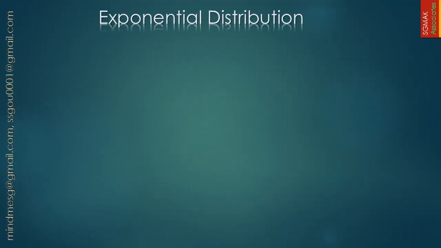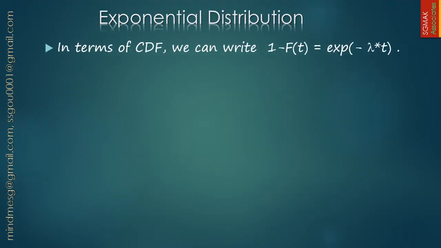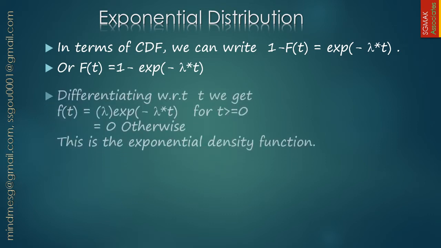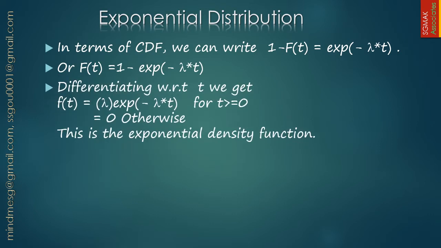In terms of the CDF, F of t is the probability that an arrival takes place within the time t. 1 minus F of t is the probability of no arrival. So 1 minus F of t can be written as e to the power minus lambda t, or F of t can be written as 1 minus e to the power minus lambda t.